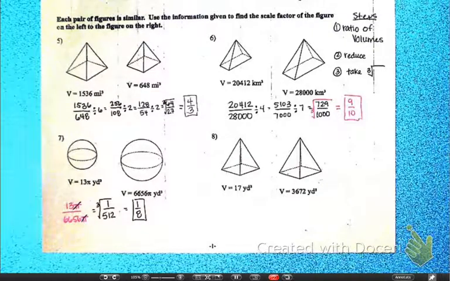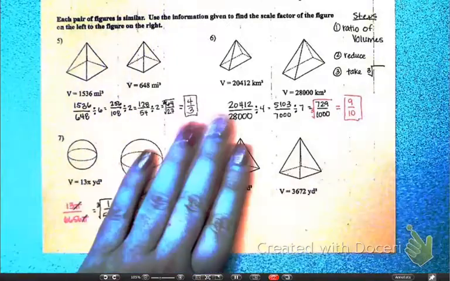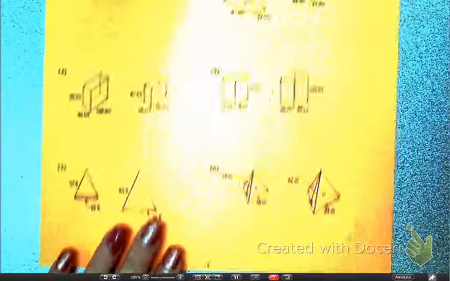Are we okay going from ratio of volumes to finding scale factor, or do you need to see another one? I'm going to take silence as we're good. Okay, great. Last section. Last thing you have to learn for this test.